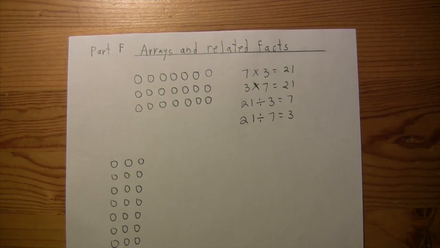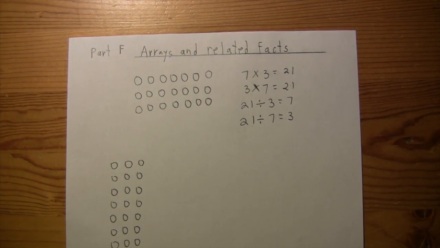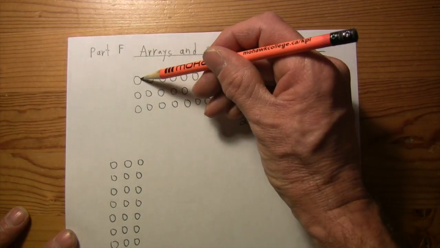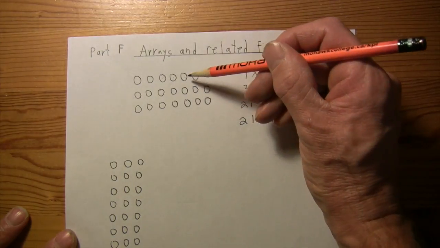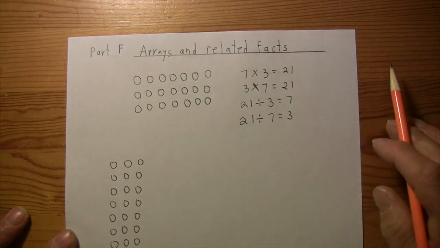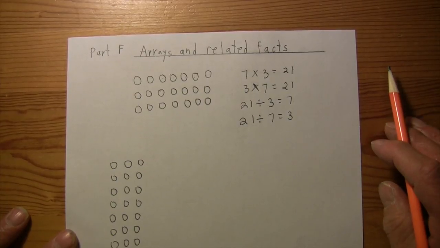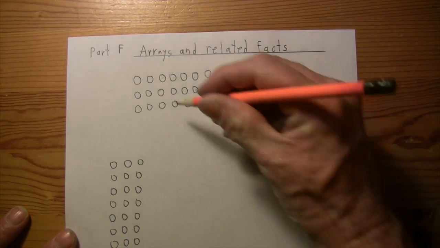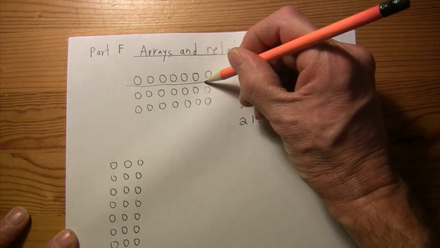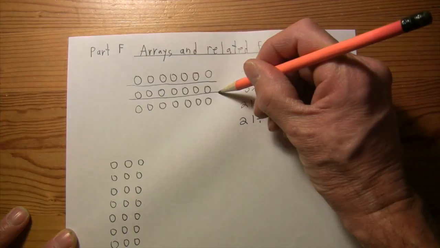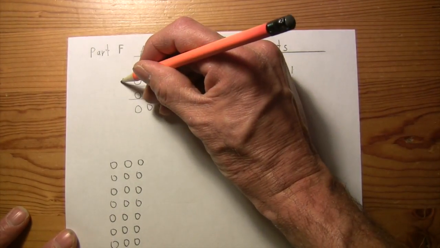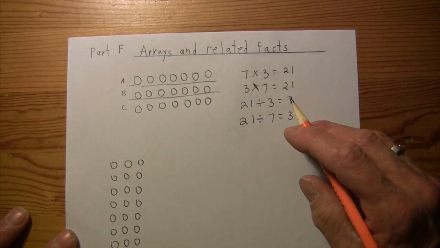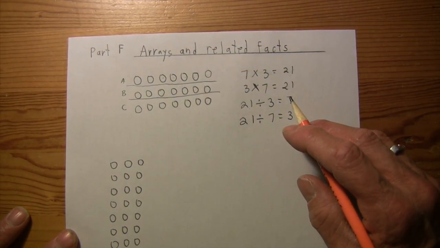The final part of our test, part F, is on arrays and related facts. And you can see here I've got all 4 facts. I've arranged 7 here, 1, 2, 3, 4, 5, 6, 7, and I have 3 rows of 7 for a total of 21. In order to show an array, 21 divided by 3 equals 7, I would draw a line like this. Now I have 3 groups. Here's group A, here's group B, and here's group C. There are 7 members on 3 teams if you have 21 kids.